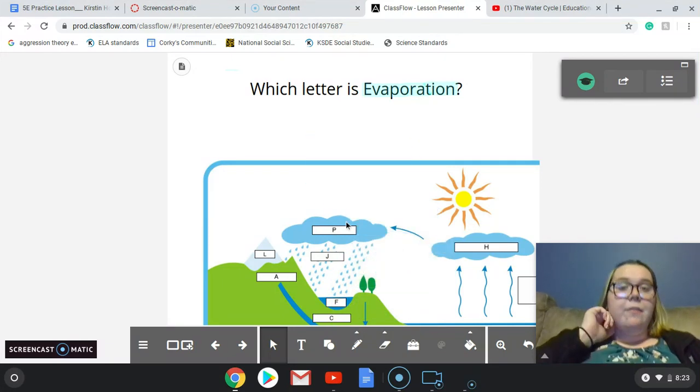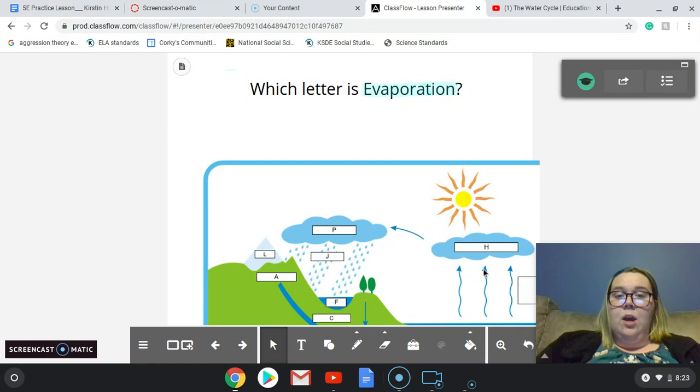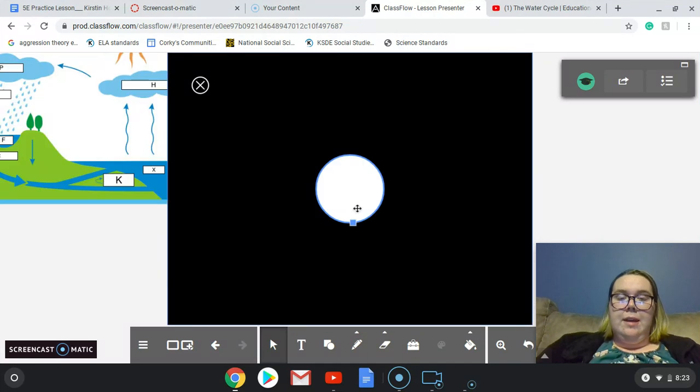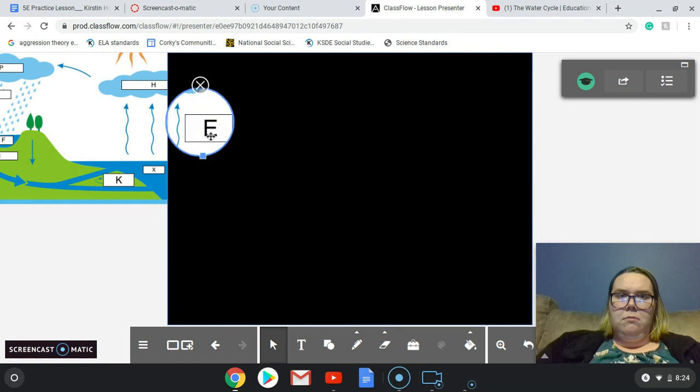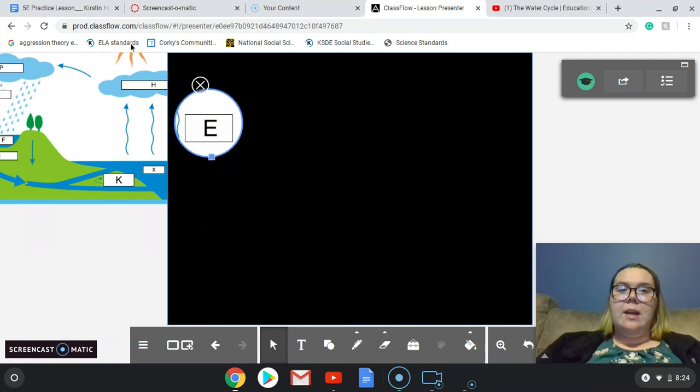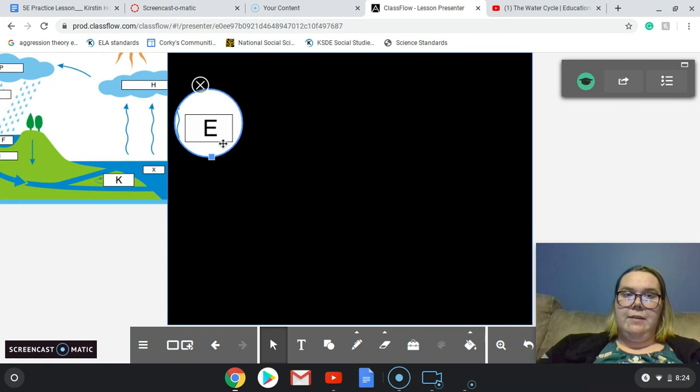I would then show them this one and ask them what part of the picture is evaporation, and have them give me an answer. And then I would show them that E is the part that is evaporation.